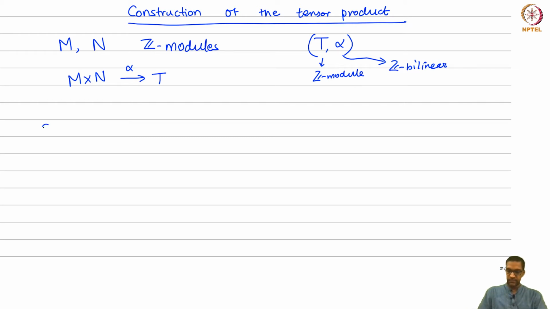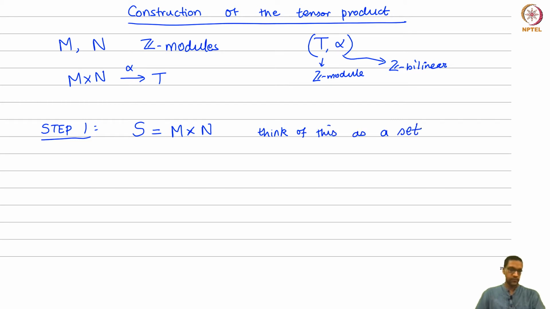There are a couple of steps involved in this construction. The first step involves the free module that we talked about. So let's define the set S to be M cross N. Think of it only as a set, with no additional structure. Ignore the fact that there is an addition operation on M, an addition on N, and so on. Forget all that. Just think of it as an arbitrary set.